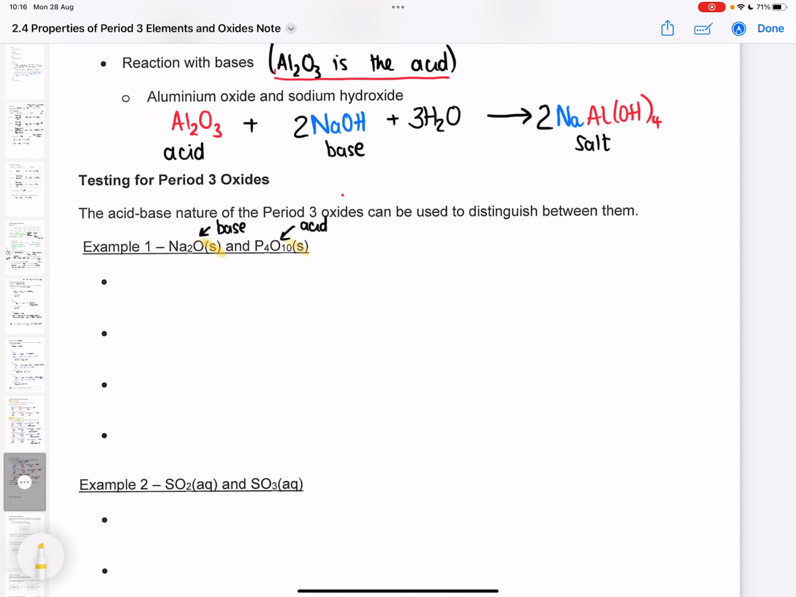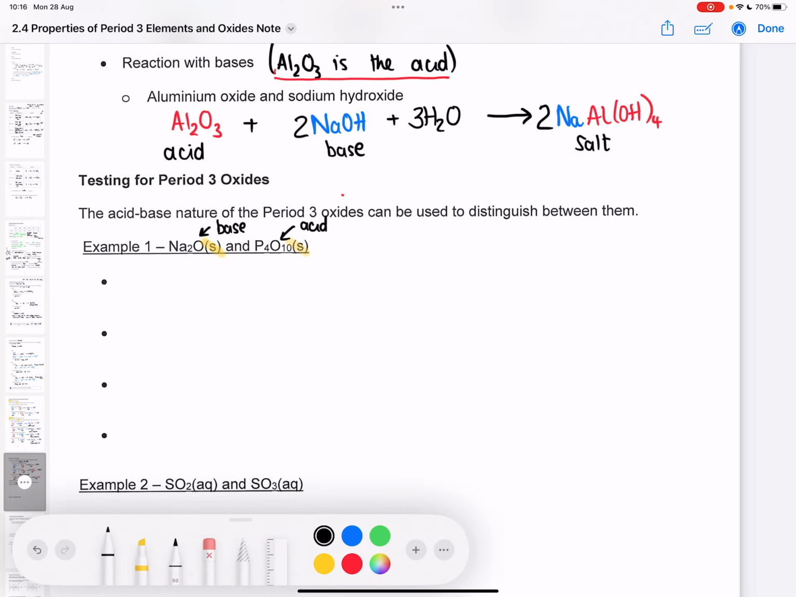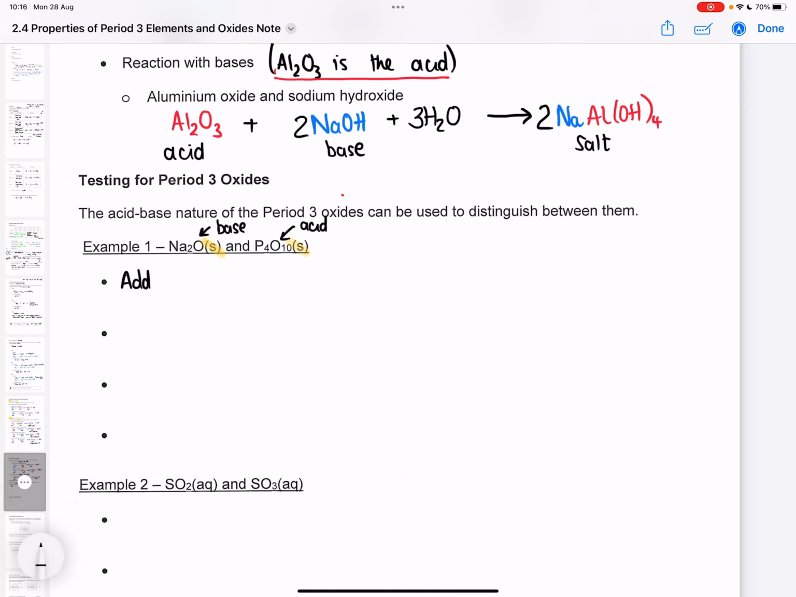But look, these are solids. So the first thing you need to do to be able to use an indicator is to dissolve them in water. So add water to the solids. And you're going to get those reactions that we saw earlier on. And then after we've done that, we're going to add universal indicator to the solutions we've formed.